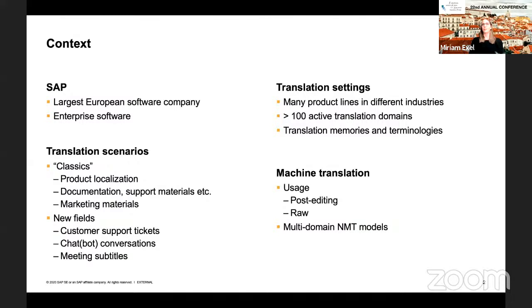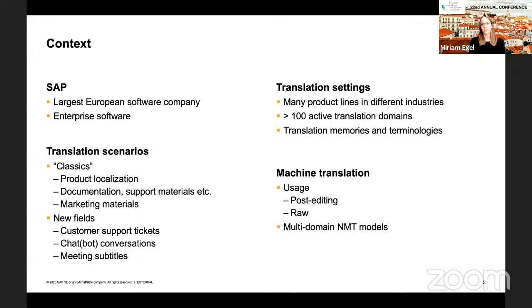But really, this is only the tip of the iceberg, because new areas that have not been translated before, because of budget or time or quality concerns, emerge now. Examples here are customer support tickets and chat conversations. So according to these diverse translation scenarios, we also have diverse translation settings for translating the many product lines that we have. And there are more than 100 active translation domains. And for these translation domains, we also maintain translation memories and terminologies.